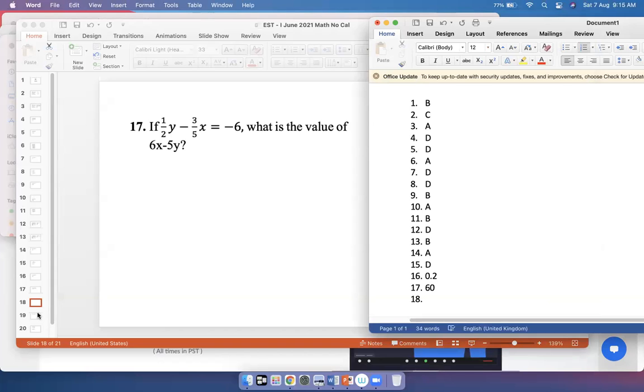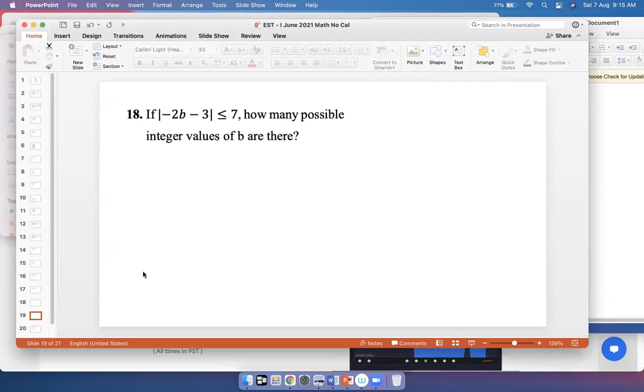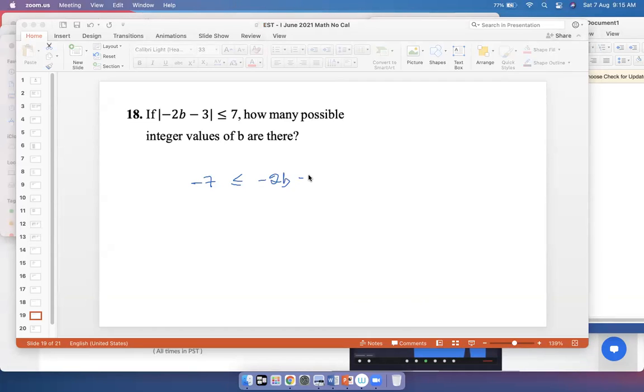Okay, question 18. If modulus of minus 2b minus 3 is less than or equal to 7, how many possible integer values of b are there? So this can be written as negative 7 is less than or equal to minus 2b minus 3, which is less than or equal to 7. If I take out the absolute value, this is the range I'll get.